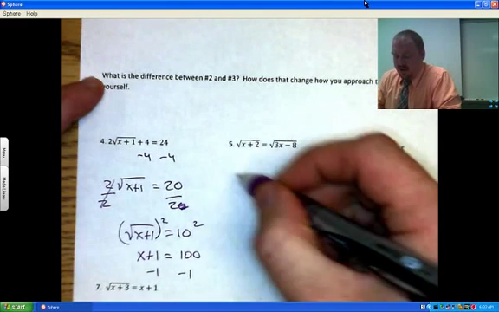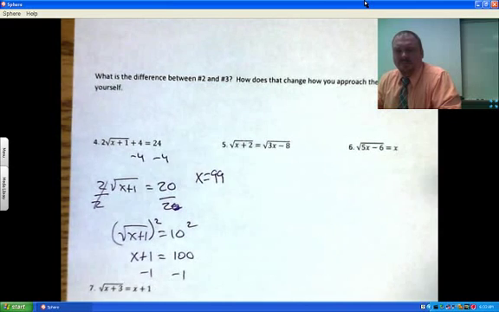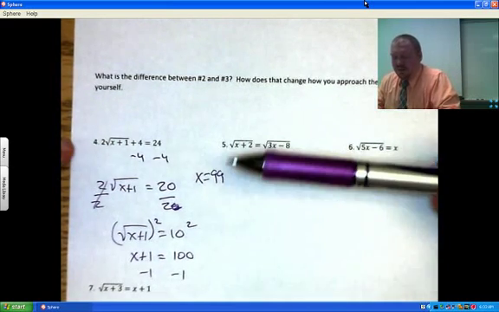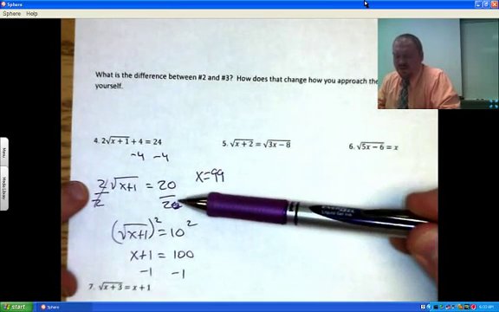So everything is step by step. Get rid of adding and subtracting first. Get rid of multiplying. Now that it's by itself, then I square. And then I proceed to solve.